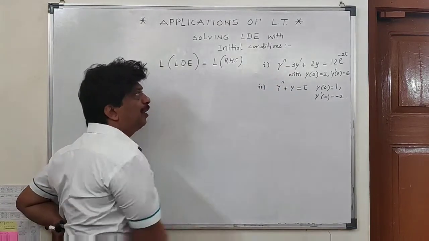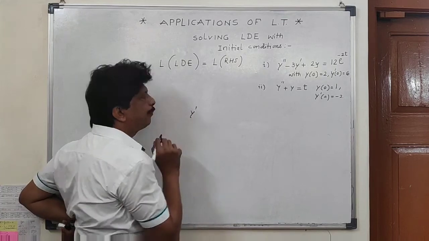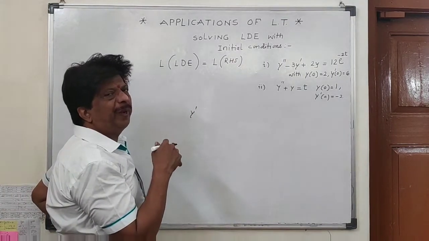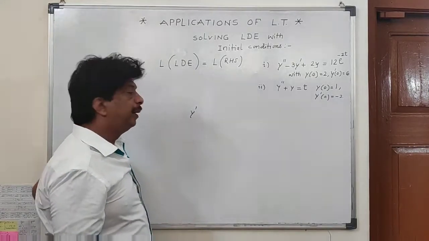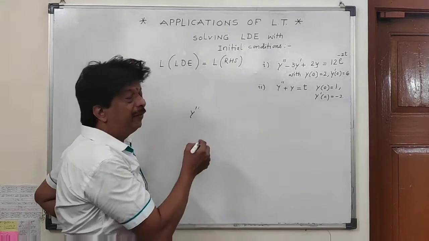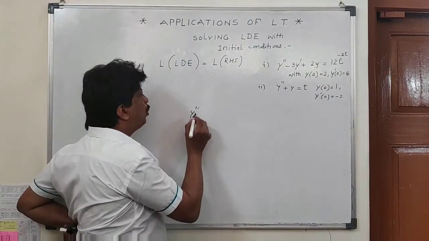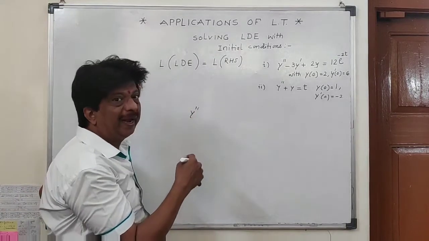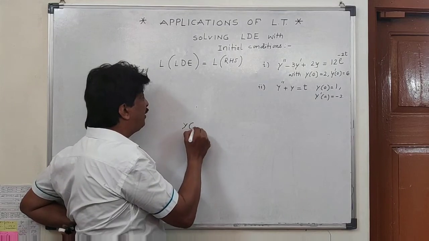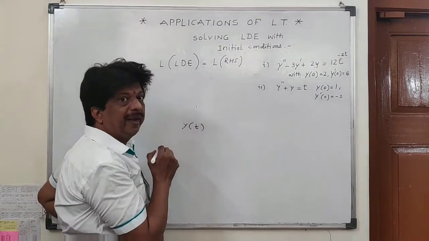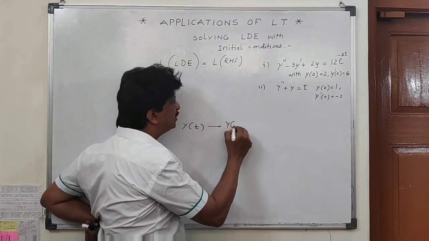In this linear differential equation, the derivatives are denoted by y prime. Y prime means the derivative of y with respect to some independent variable. It may be x or it may be t. Y double dash denotes the second derivative with respect to the independent variable. So our notations are in terms of y. So the function is y of t. Its Laplace transform we shall be denoting by y of s. Note this.